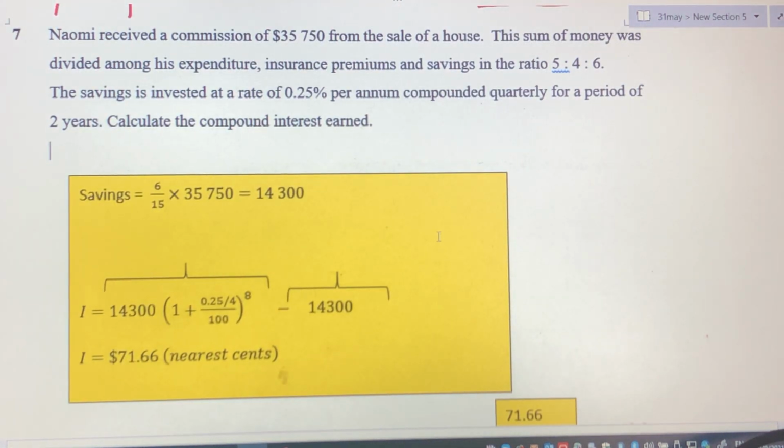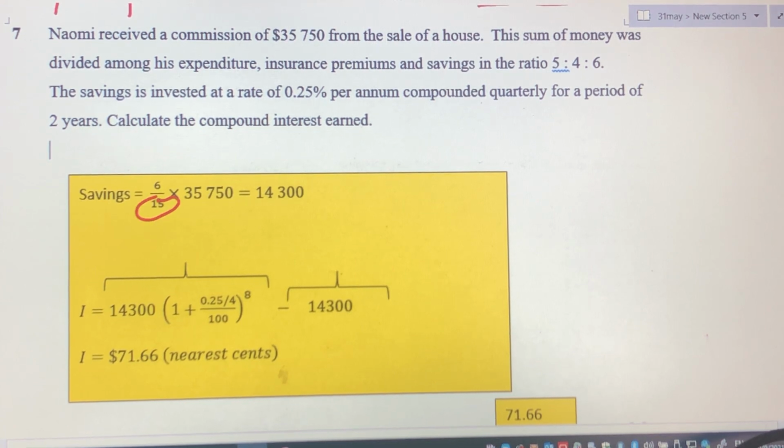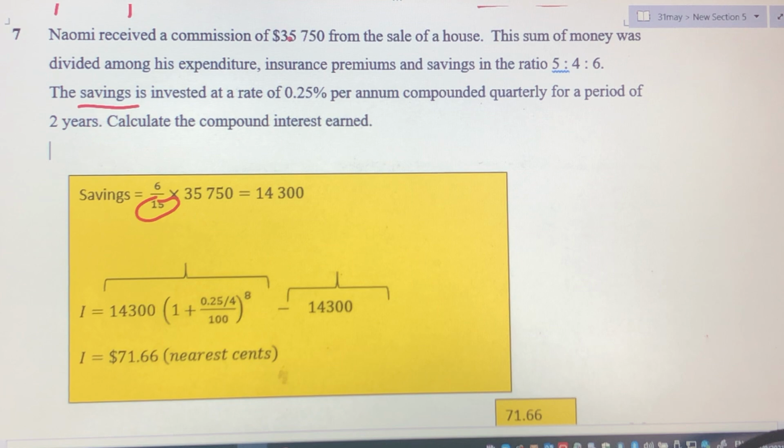Now the next one, some of you make very careless errors, like 5 plus 4 plus 6, right? Some of you write 16. I don't know why. 5 plus 4 plus 6. This is 10, so it's 15. Which means that the number here should be 15, and then you want 6 parts of it because you want the savings. You are investing the savings from this commission, right? You earn this commission, this money. Okay, then this is the money you invested.